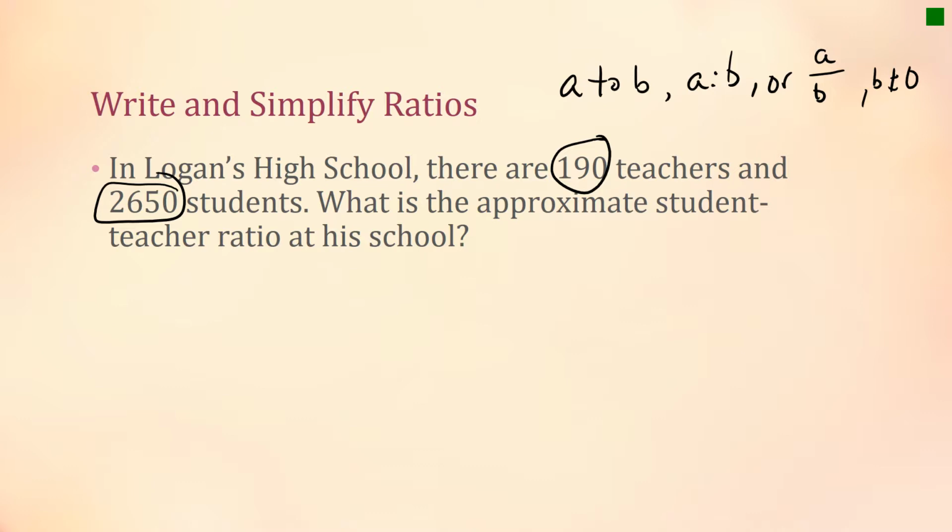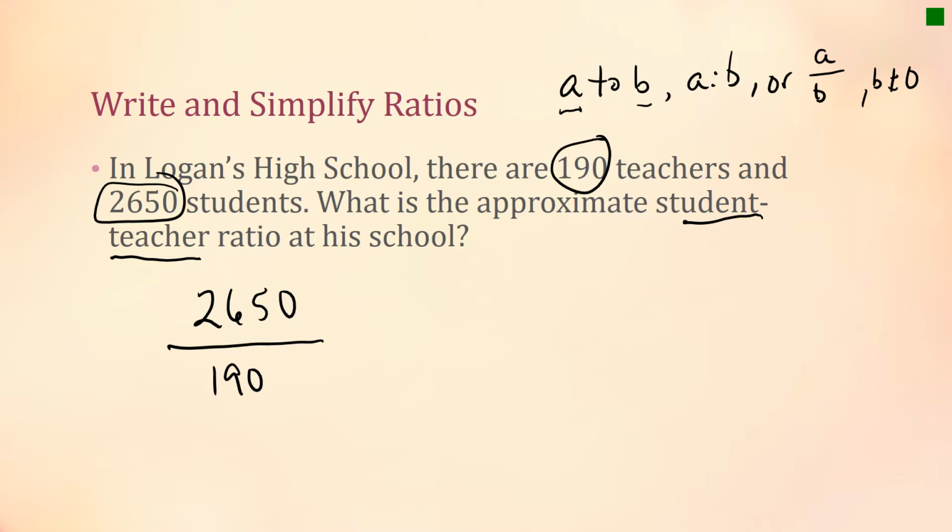But where we got to be careful is, what is it really asking us to do? It is saying, what is the approximate student to teacher, A to B. Student to teacher, well, there's 2,650 students, and there are 190 teachers. And this is how we would initially write that ratio.